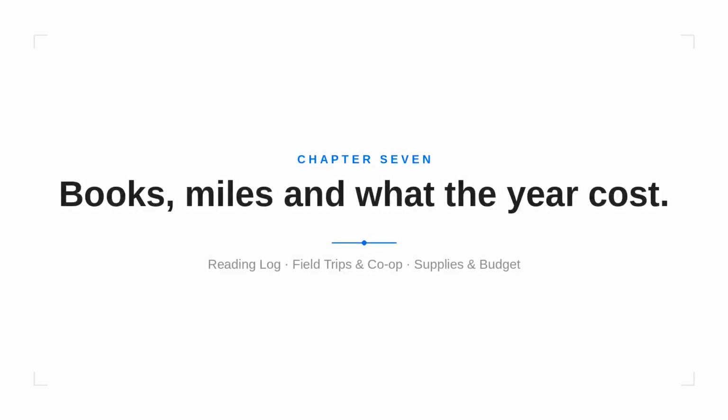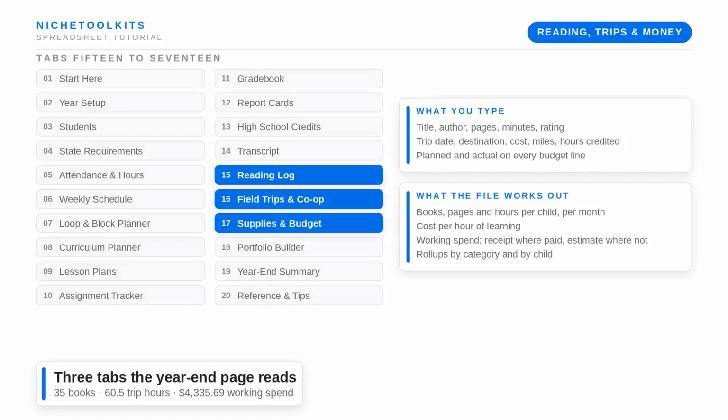Chapter 7. The reading log, the field trips, and the budget. Reading log is 1 row per book. 35 books and 6,392 pages in this sample. Those minutes are deliberately kept out of your instructional hours, and the sheet says so. Field trips and co-op logs the destination, the cost, the miles, and the hours you credit, and those hours stay on their own line for the same reason. Supplies and budget takes a planned figure and an actual figure per line, and the working total uses the receipt where you have one and the estimate where you do not.